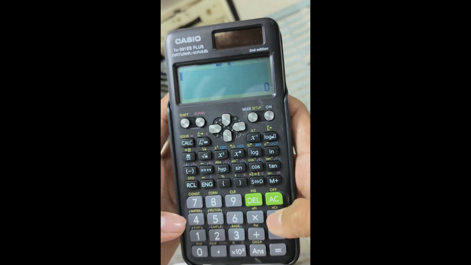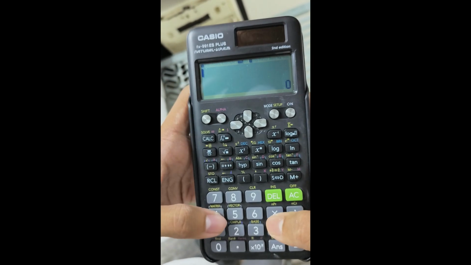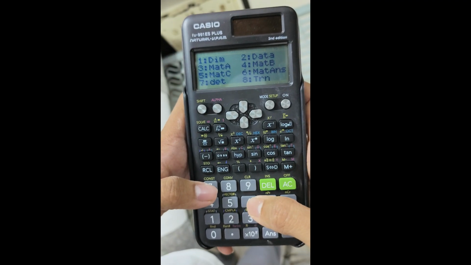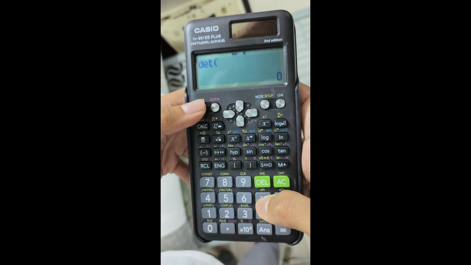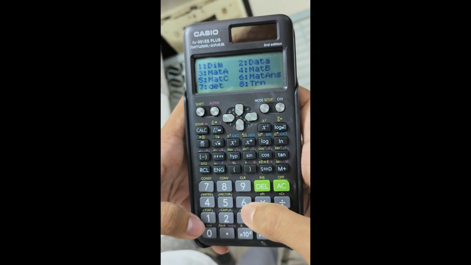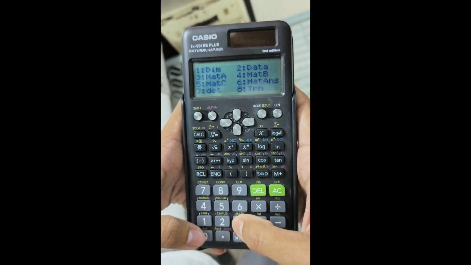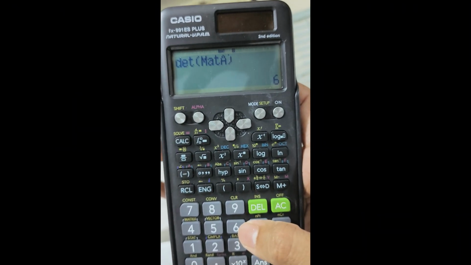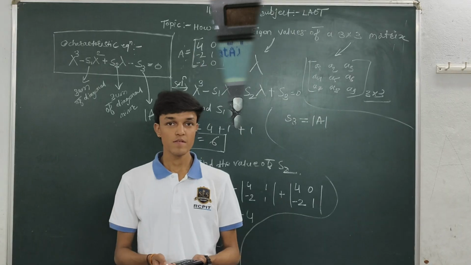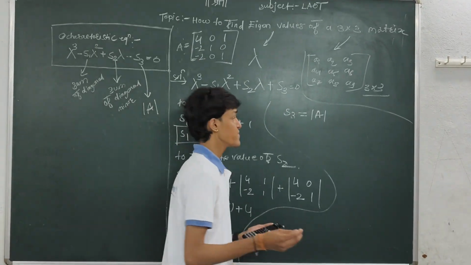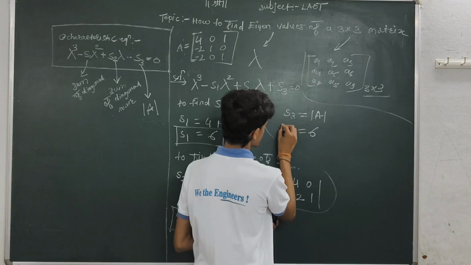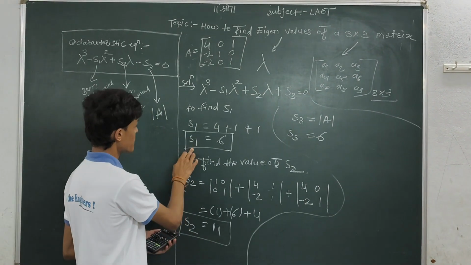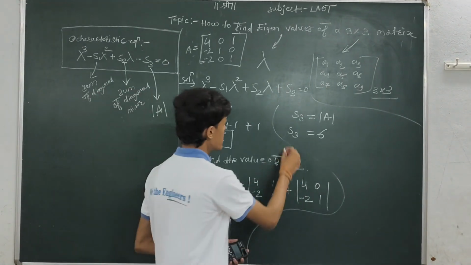Then press AC, then press shift plus 4, then select the determinant, which is at value 7. Then again press shift and 4, then select your matrix, that is matrix A, by pressing 3 and then enter. This will show your value of determinant, that is 6. So S3 is equal to 6. So we have got the values of S1, S2 and S3 as well.